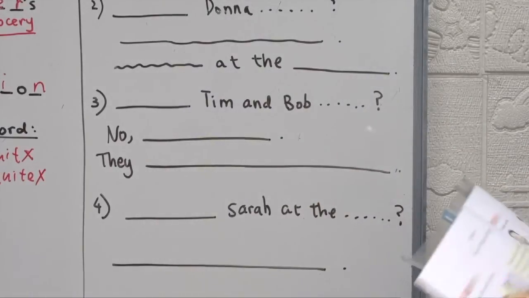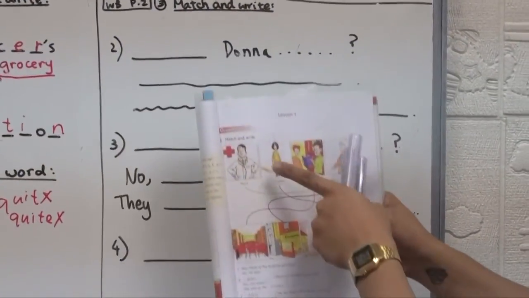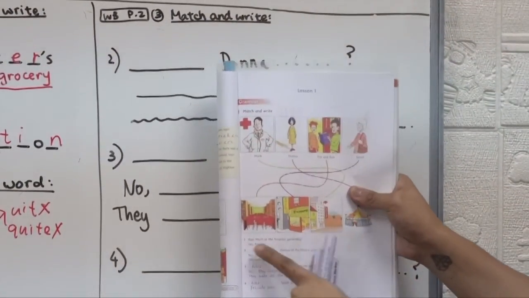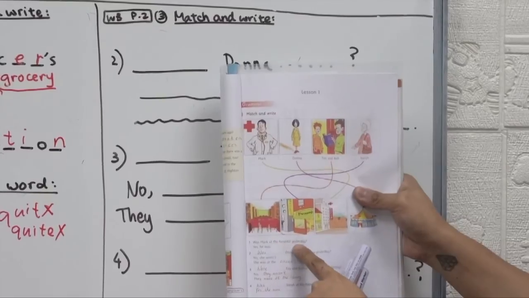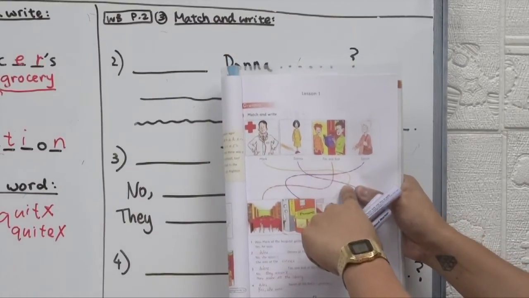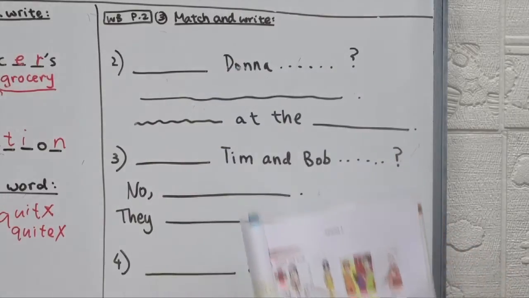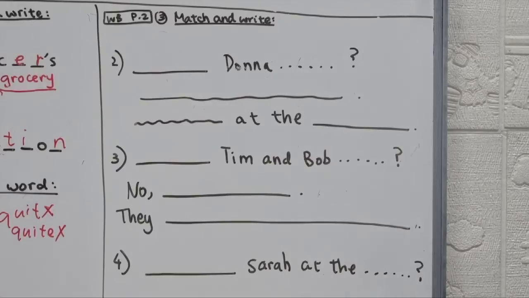So we have to look at the example. So it's talking about Mark. So Mark is this one, right? So the question was, was Mark at the hospital yesterday? So we have to follow the line. Where was he yesterday? Yes, he was in the hospital yesterday. So they wrote down, yes, he was, okay, in the example.